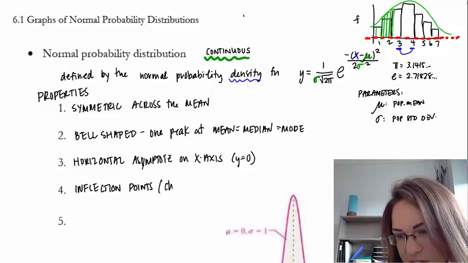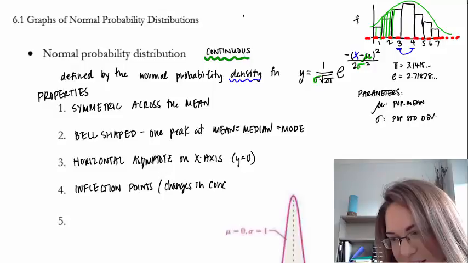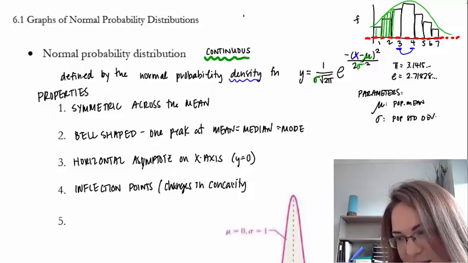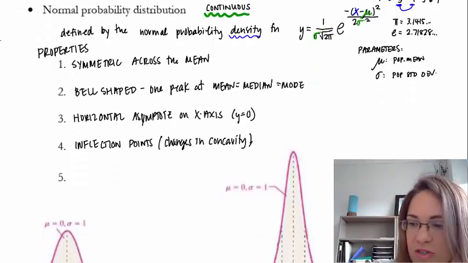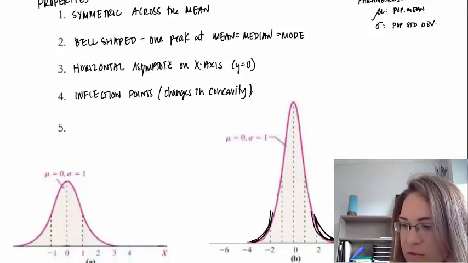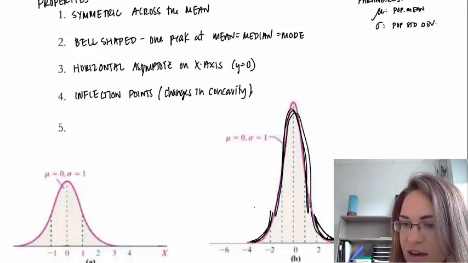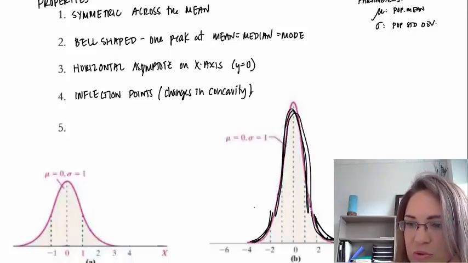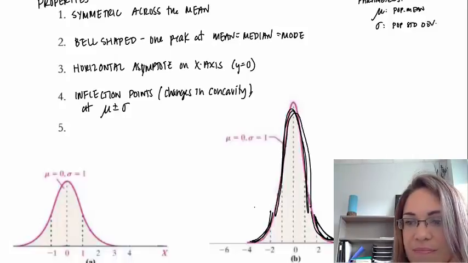Inflection points are changes in concavity of the curve. If you look at a normally distributed variable, we have places where it's concave up here, like where it might hold water if you put water in it, and then we have other places where it's concave down, like that. These inflection points happen one standard deviation away from the mean.